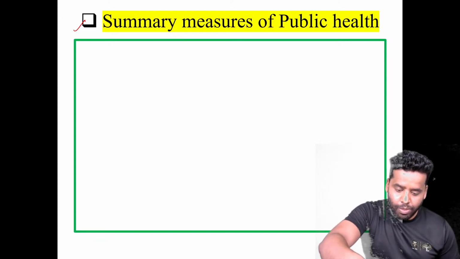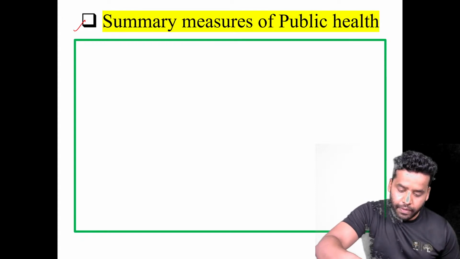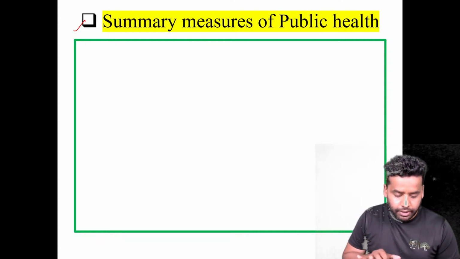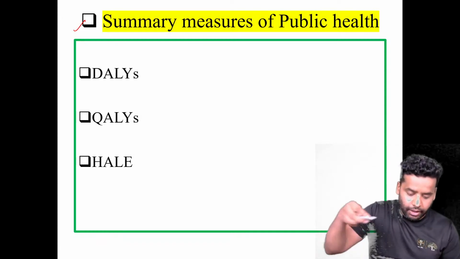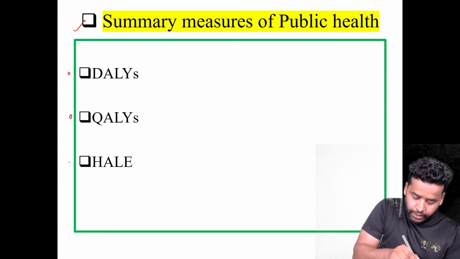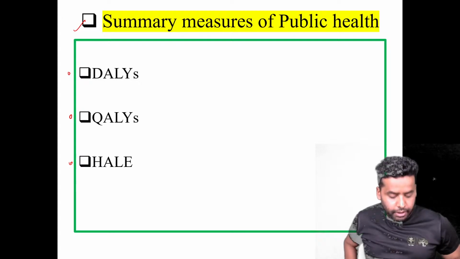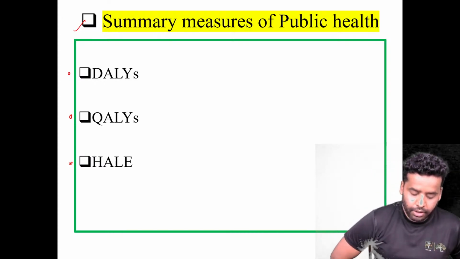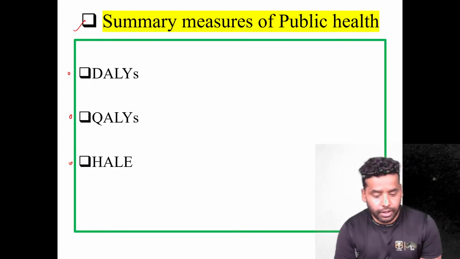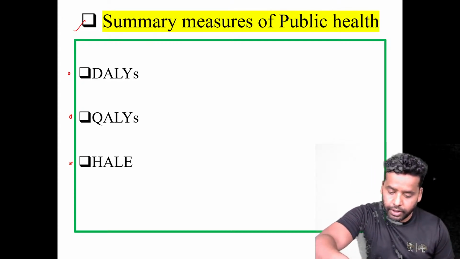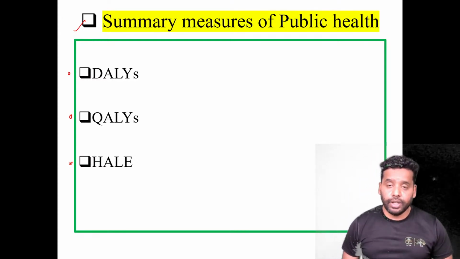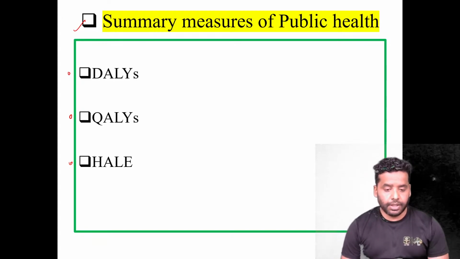Summary measures of public health. 3 things you should know: DALYs, QALYs, and HALE. I'll be covering this in the next session after the break. How to estimate DALYs, what the components in disability adjusted life years are, how QALYs are estimated for an intervention, the effectiveness of an intervention, and what the use of health adjusted life expectancy is and how it is different from life expectancy.